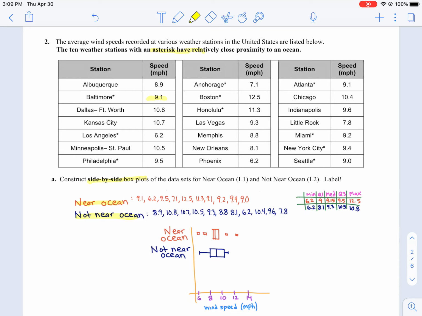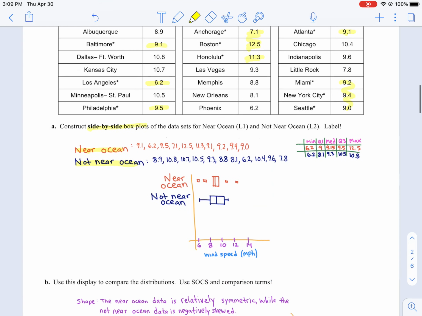So everything that has an asterisk, you're going to put all of those pieces of data in list 1 on your calculator, and the rest you're going to put in list 2. And if we take a look at one variable stats, here are all of the important values for it: the minimum, the first quartile, the median, the third quartile, and the maximum. Those are all the values, the 5-number summary for a box plot.